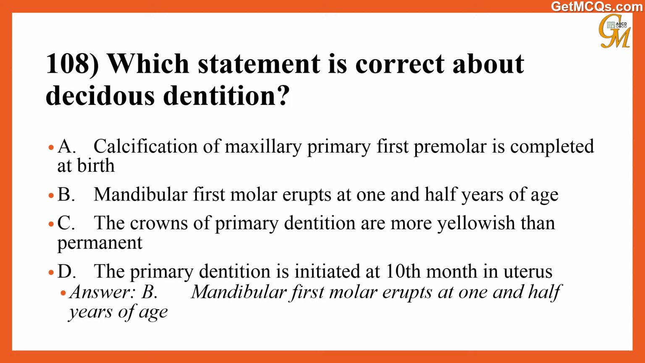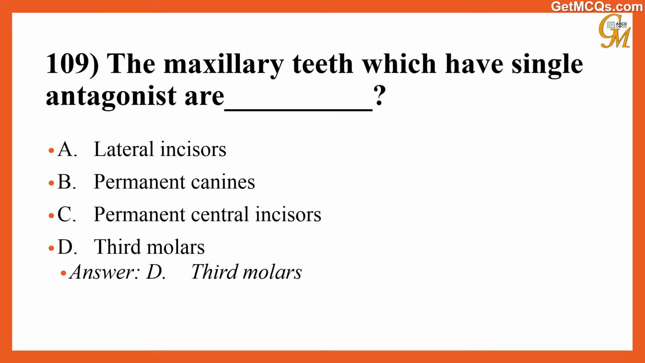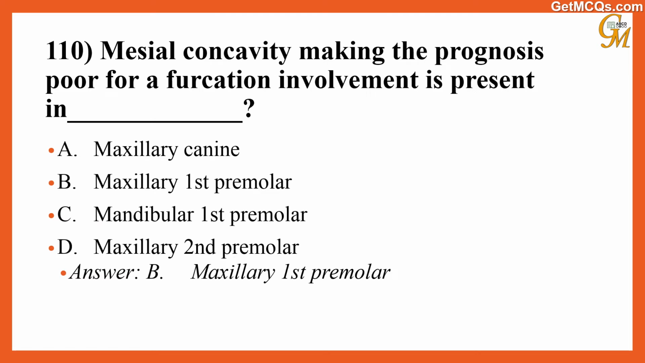108. Which statement is correct about deciduous dentition? Answer: B. Mandibular first molar erupts at 1½ years of age. 109. The maxillary teeth which have single antagonist are? Answer: D. Third molars. 110. Mesial concavity making the prognosis poor for a furcation involvement is present in? Answer: B. Maxillary first premolar.